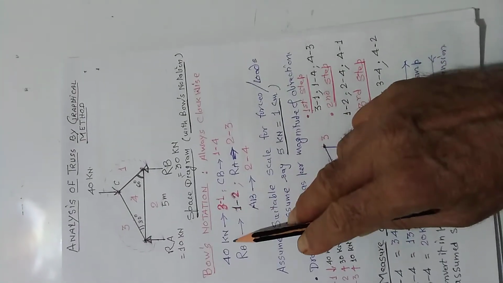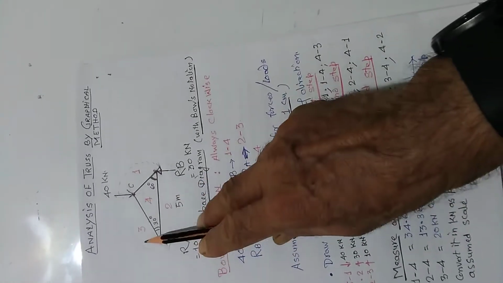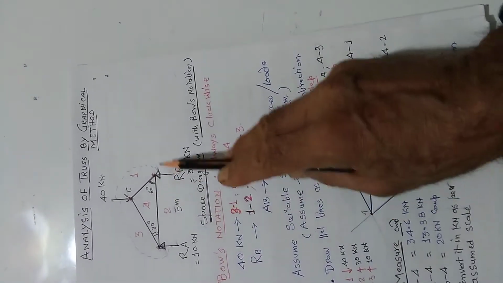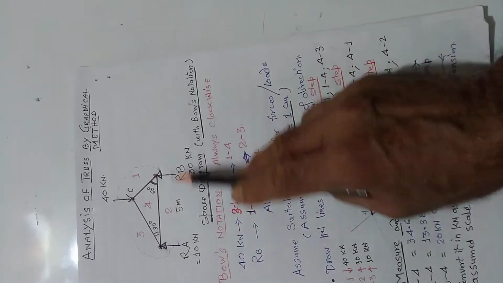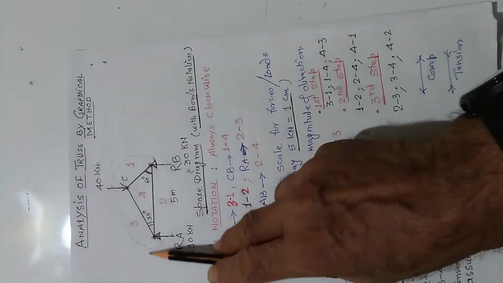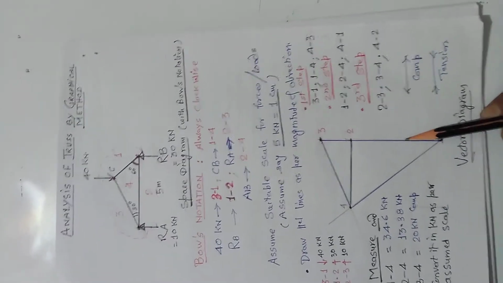Here I will mention that 40 kilonewton is represented by 3,1. 3,1 represented by 40. 30 will be represented by either 1,2 or 2,1. And Ra will be represented by either 2,3 or 3,2. Now what do we have to do? We have to start from any of the points.